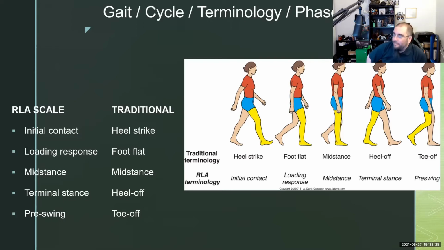I'm sorry that I have to tell you that, but there will be questions like that, where they'll say, looking at a patient from an RLA perspective, their initial contact is clean, their loading response is clean, but they're having problems where the toe comes off. What is that term in the RLA gait cycle? Well, toe off is pre-swing, and you have to understand it. Yeah. Danielle's like, what? We will go through a couple of those questions.